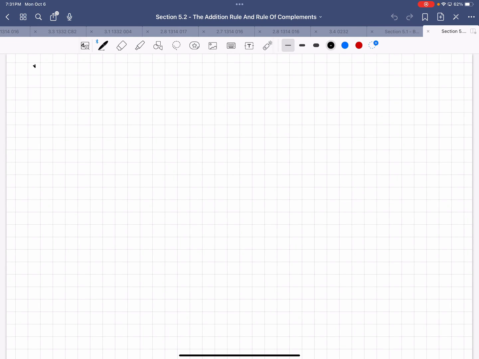Section 5.2. And it is the addition rule. And the rule of complements.